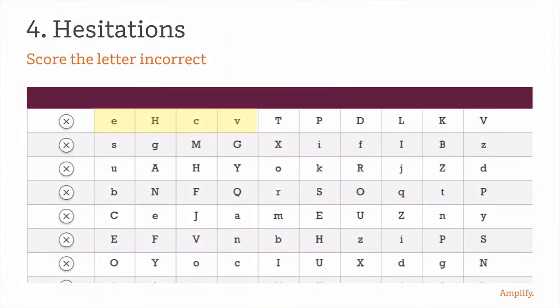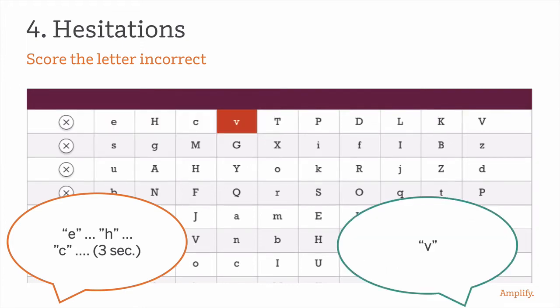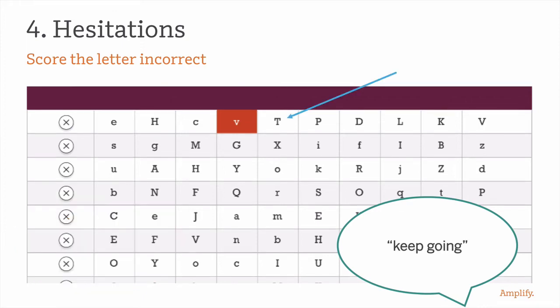Hesitations. If a student hesitates for 3 seconds on a letter, score the letter as incorrect, provide the correct letter, point to the next letter, and say, "Keep going." For example, if a student says E, H, C, and then hesitates for 3 seconds on V, tap the V to score it incorrect and say V. Point to the T in the student materials and say, "Keep going." Repeat this prompt as needed in response to hesitations.